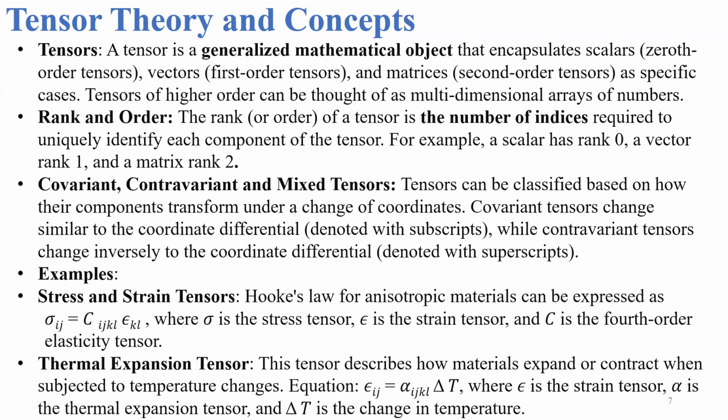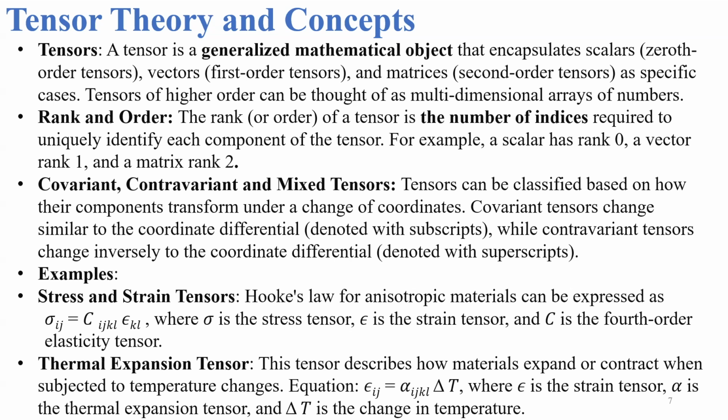Another important concept is covariant, contravariant, and mixed tensors. Tensors can be classified based on how their components transform under a change of coordinates. Covariant tensors change similar to the coordinate differential, denoted by the subscripts, while contravariant tensors change inversely to the coordinate systems, denoted by the superscripts.